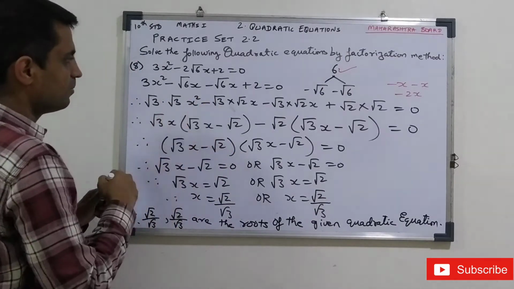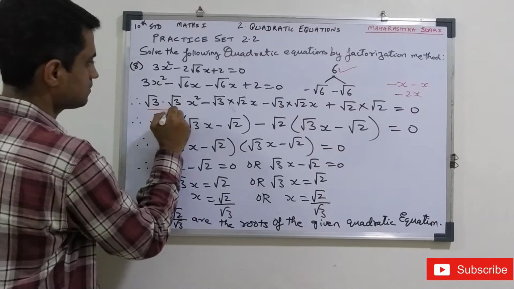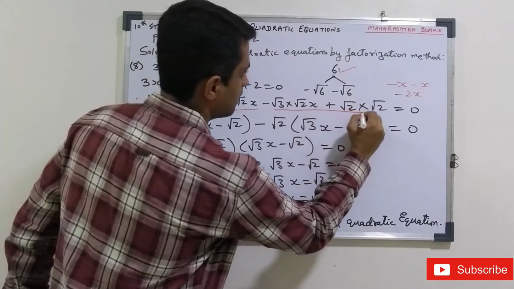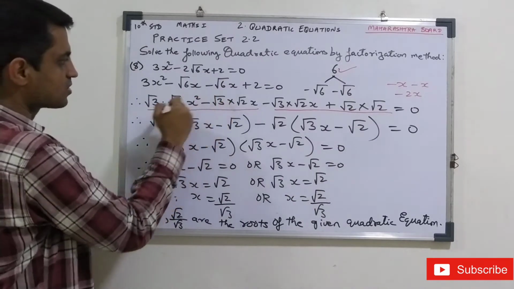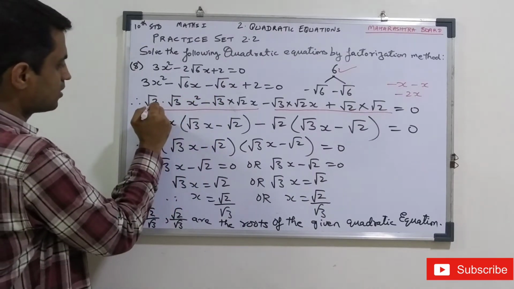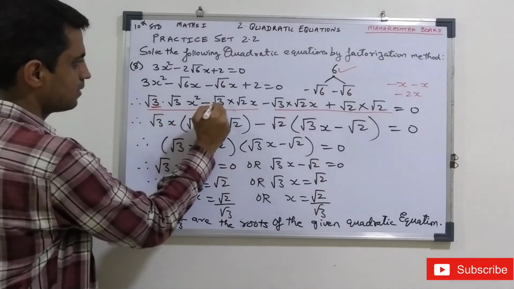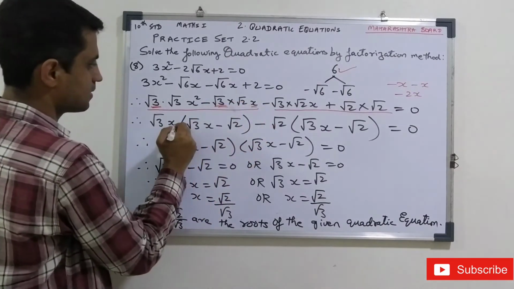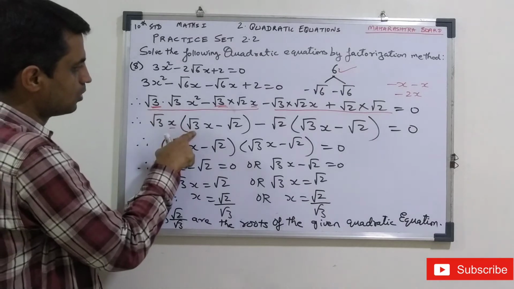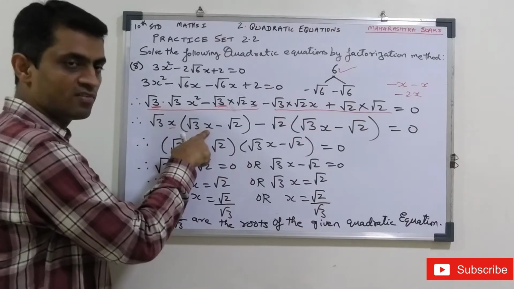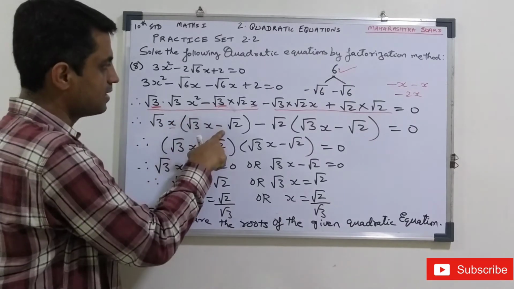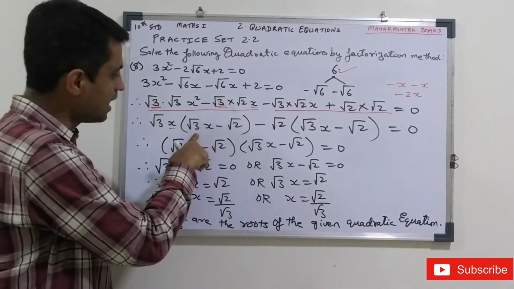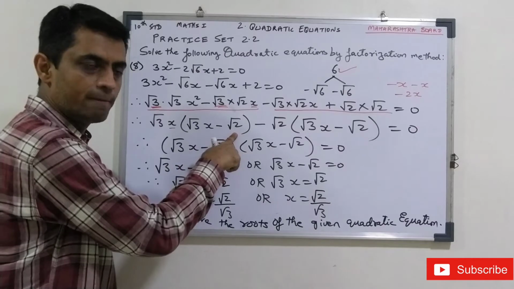Now see here, from this part and from this part, what is common here? Root 3 is common. And what is the other thing common? x. So what remains here? Root 3 from root 3x square, x gone, so what will be there? x. Minus root 3 gone, what will remain here? Root 2, x gone. So what is the answer? Root 3x minus root 2.